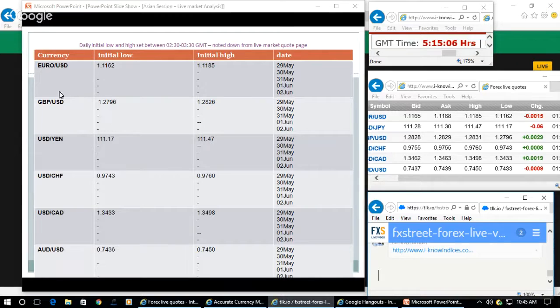So let us see whether they have breached the low or the high to understand which way they are going to make the move. In the case of Euro, they have not breached the low or the high they set around 3:30 GMT. In the case of GBP, they have not breached the low, but the high has been breached and went up to 1.2831 from 1.2826 and come to 1.2828.